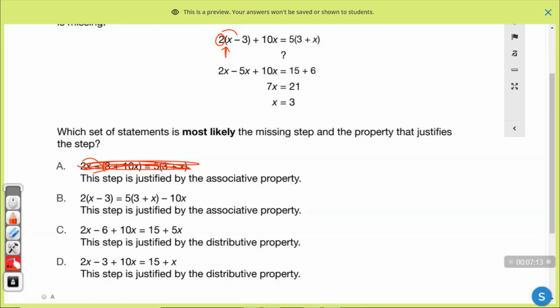Let's take a look at the next one. The associative property on that one, well, they moved the 10x to the other side. That's not the associative property. What they did was the additive property of equality where they added a negative 10x to each side.